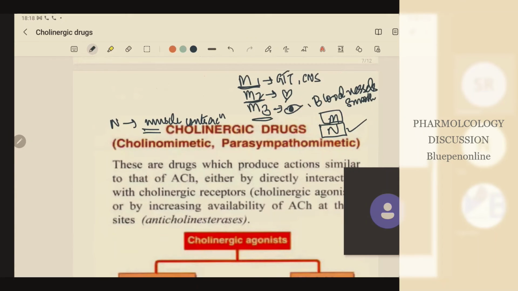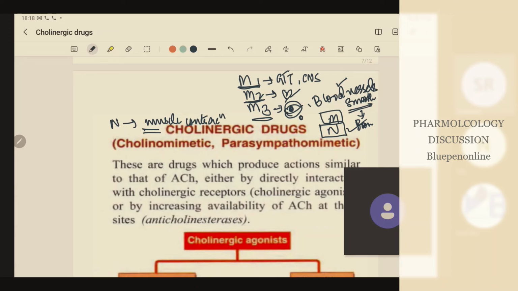So in the GIT I have increased peristalsis. In the heart, bradycardia and AV block. In the eyes, pupillary constriction, it becomes small, meiosis, because of ciliary muscle contraction. In blood vessels, vasodilation. And smooth muscles in the bronchus, it causes spasm, bronchoconstriction. Tell me one disease where bronchoconstriction is very fatal.